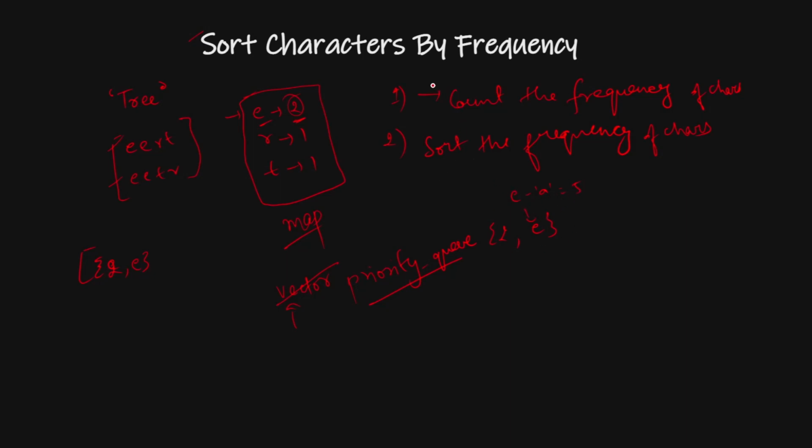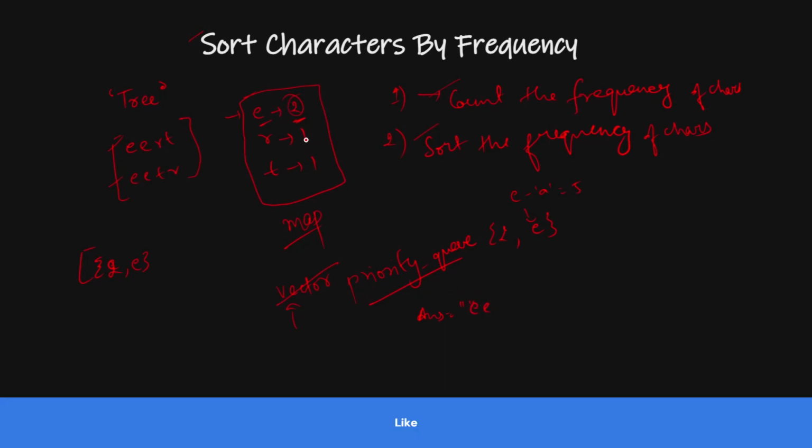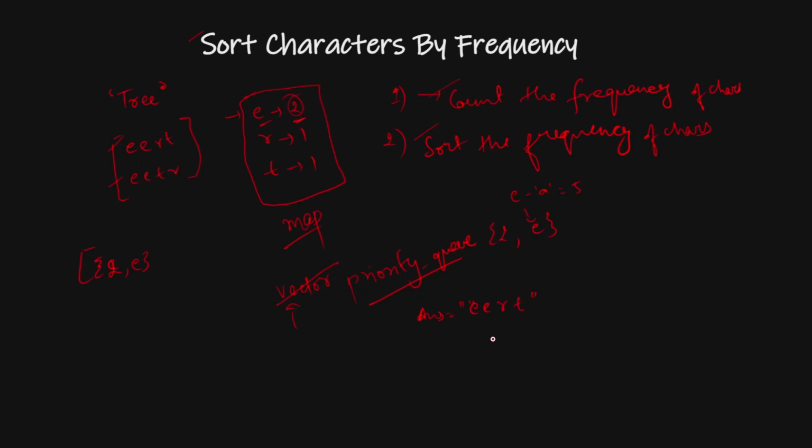So once we count the frequency and we sort the frequency, the last thing we have to do is iterate over the most frequent element first. The most frequent element here is E. So in my answer, let's say it is an empty string, I will add E 2 times. So it will become EE. Now I will add 1, that is R, then I will add T. So finally this may be our answer. So what will be the time and space complexity? Let's understand that while coding.